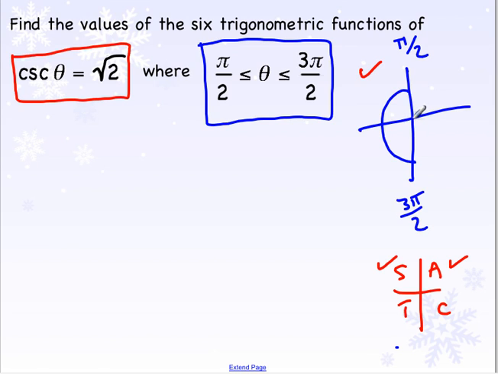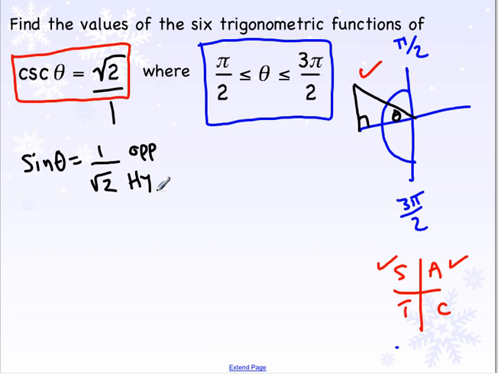So if I draw a triangle in the second quadrant, my given information is cosecant is radical 2. Well, I could put that over 1 if that helps. And maybe just knowing that cosecant is the reciprocal of sine, so therefore sine would be 1 over radical 2. That might help. And we know sine is opposite over hypotenuse. So I'm going to fill in that information on my triangle over here. The opposite side is 1, and the hypotenuse is radical 2.